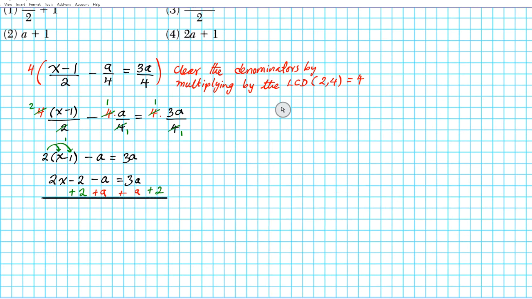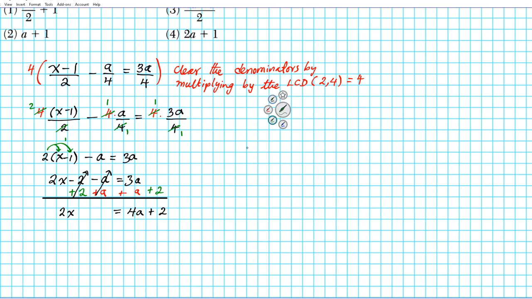So we'll combine like terms. On the left side, it just reduces to 2x because everything else cancels out. This is gone, this is gone. Equals 3a plus a, which is 4a, plus 2.